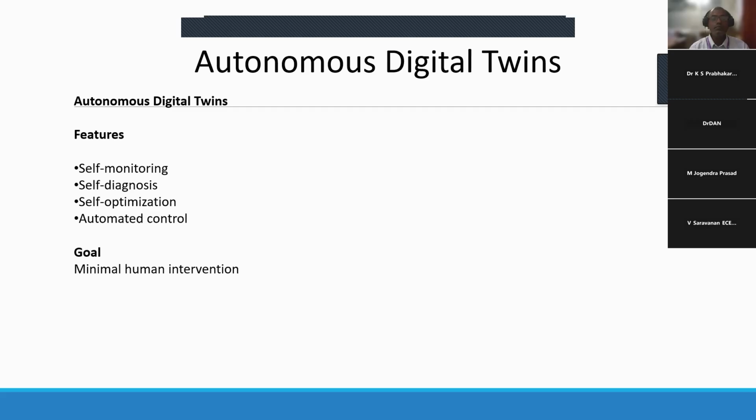Next is the autonomous digital twin. Autonomous digital twin basically means the digital twin should become autonomous, right? So not only detect the problem, but also take decisive or corrective action automatically. Self-monitoring is needed, and it also has to automatically control and optimize the process. So that is also going on nowadays in that direction.